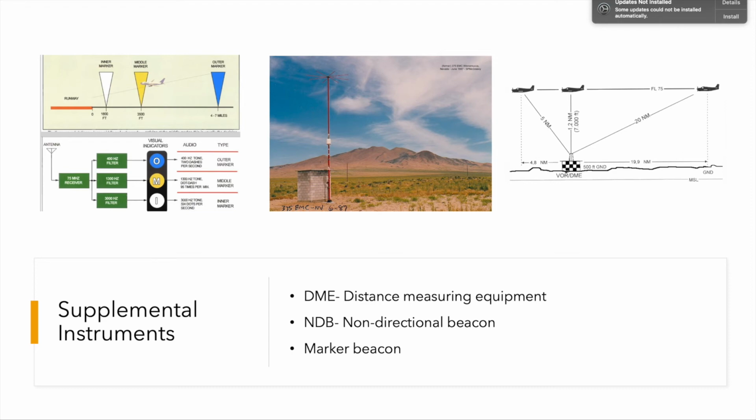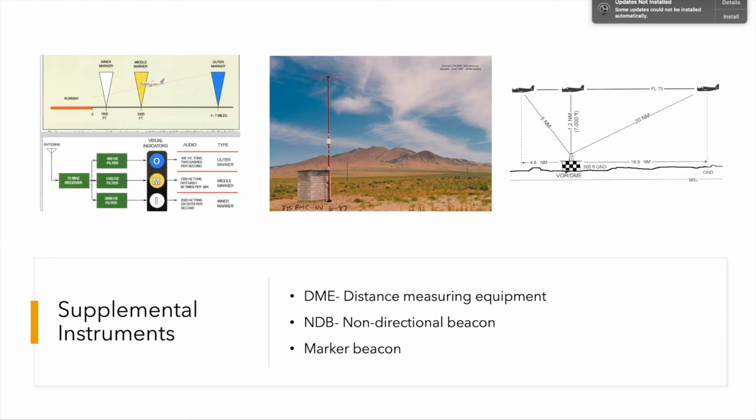That's usually about 1,500 feet over the ground on the ILS. The middle marker is usually about minimums, or the lowest that an aircraft can fly before it has to break out of the clouds. And then the inner marker is usually right before the end of the runway.